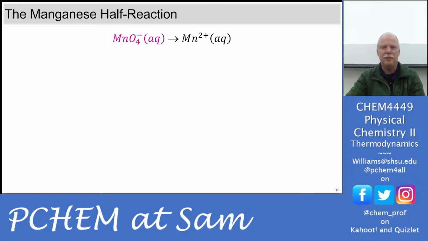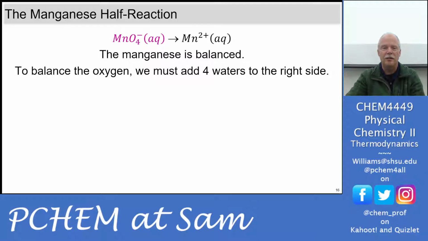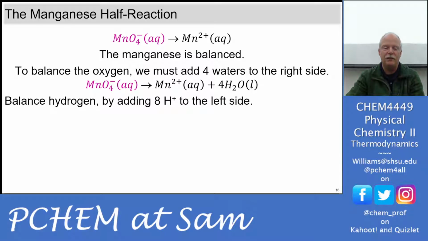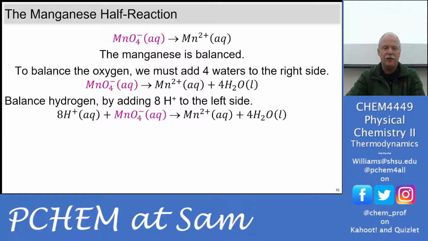Okay, we look at the elements other than hydrogen and oxygen, and they're balanced already, so we don't have to do anything with those. But then the oxygen, we have 4 oxygens on the left, so we have to add 4 waters on the right. Okay, that's no problem. But now we have hydrogens in the reaction, so we have to put acid protons on the left. So we have to add 8 of those, 4 times 2. So we add in 8 aqueous hydrogen ions, and now we've got everything balanced. The oxygens are balanced, the hydrogens, and the manganese.